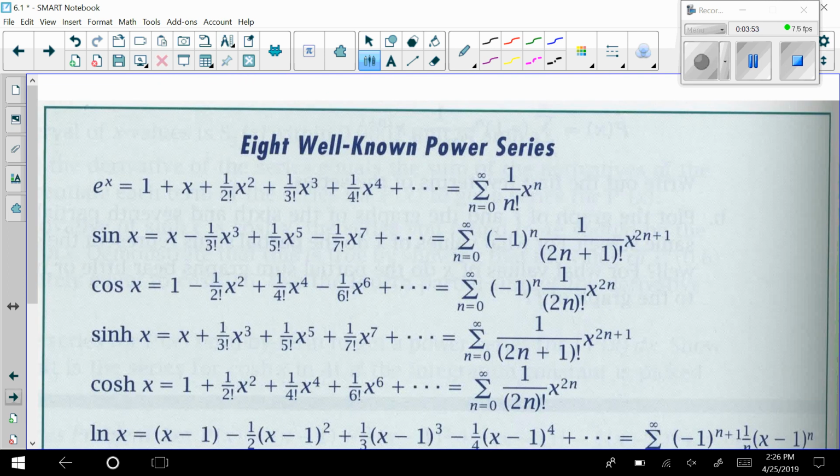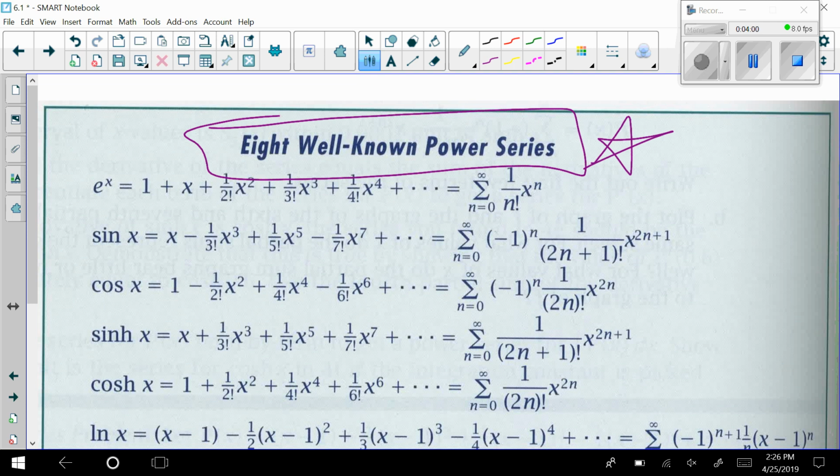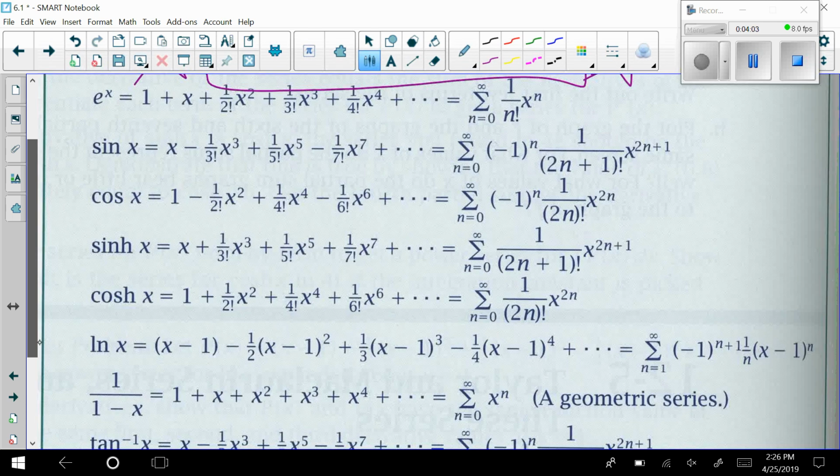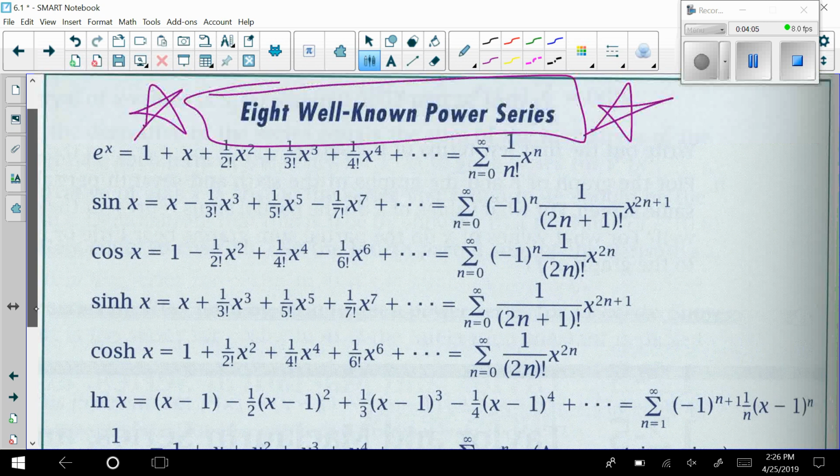What you're going to get in class is a list of well-known power series, these 8 well-known power series. I will print this off and give it to you in class next time. You will have this list here. You will also be able to have this on the test.